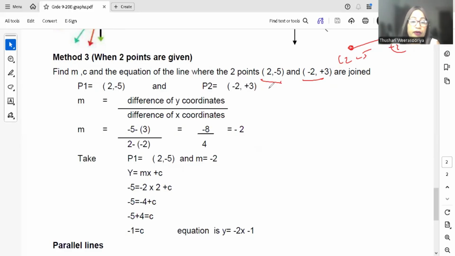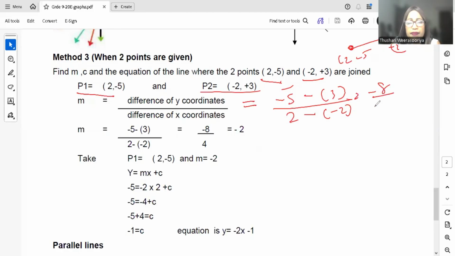Right. Now look at this. M. We'll take the first point as P1, second point as P2. Right? M is the difference of y coordinates divided by the difference of x. Difference means subtraction. -5 subtract plus 3, divided by 2 minus minus 2. Then on top you get -8, and below 2 plus 2, that is -8 divided by 4. That is -2. The gradient is -2.